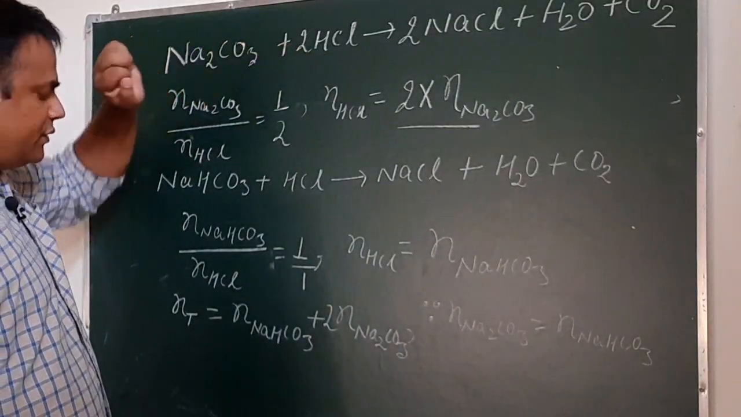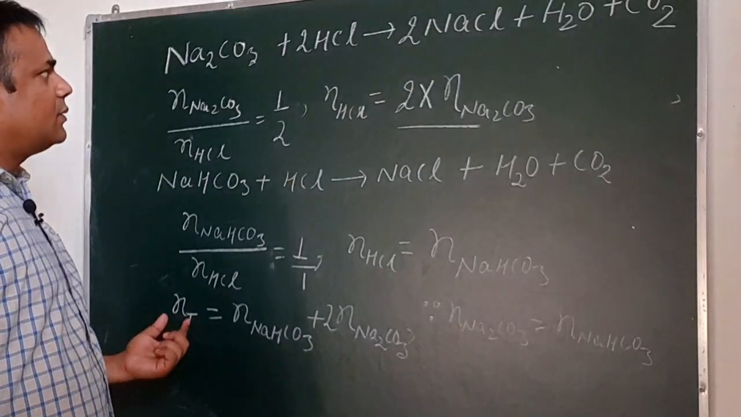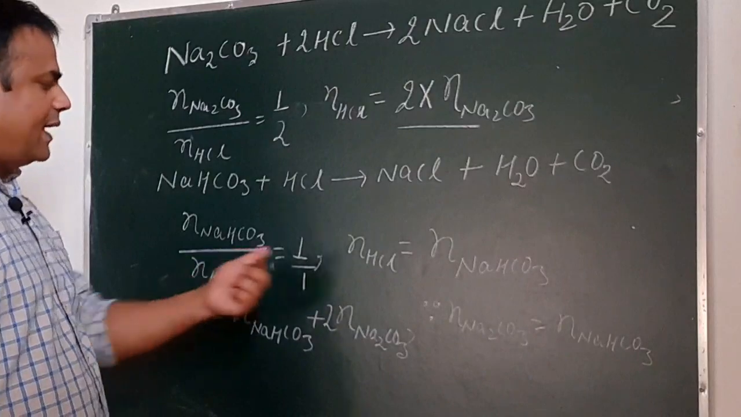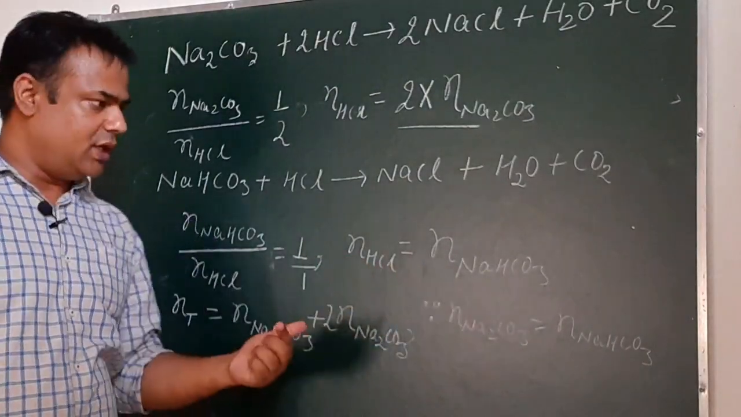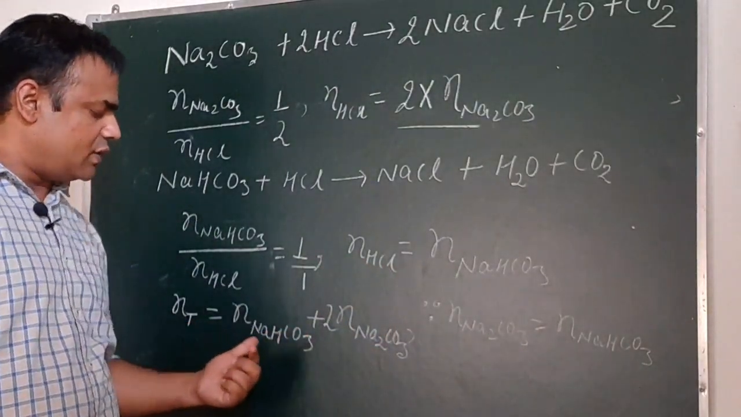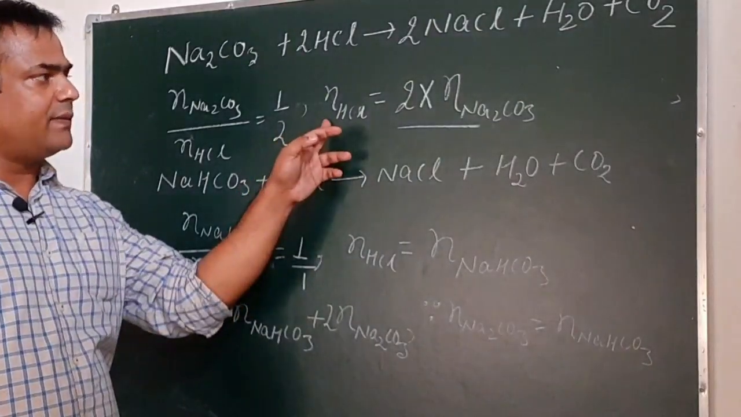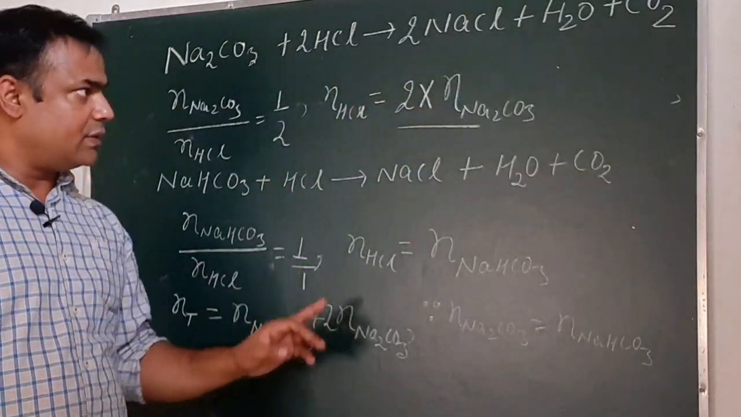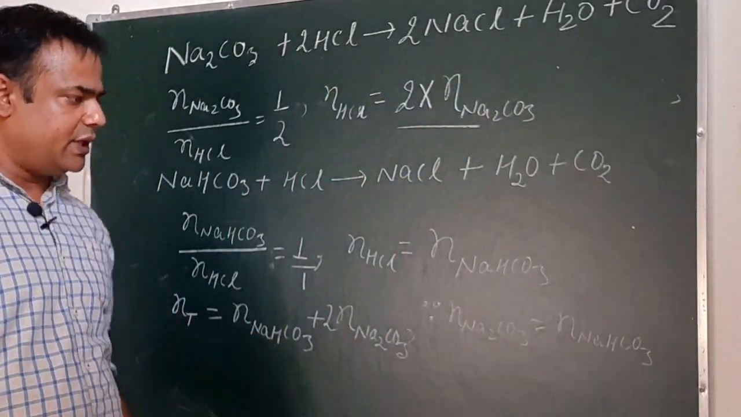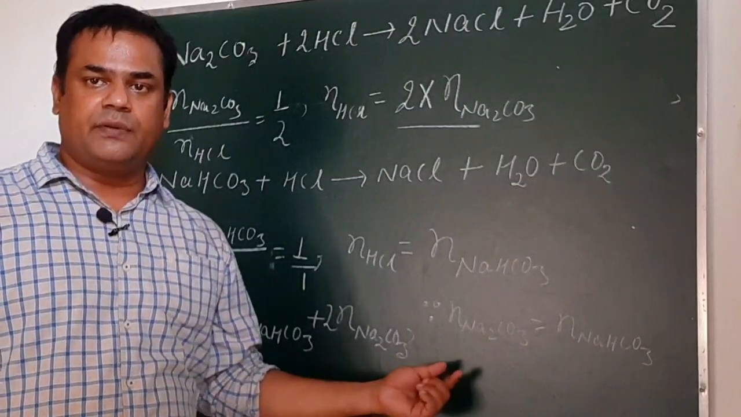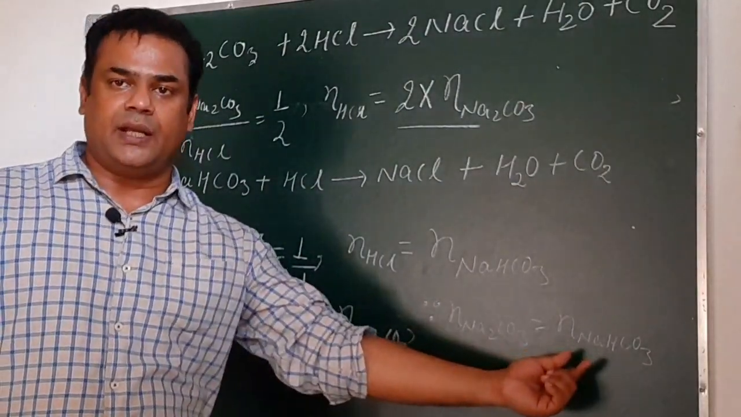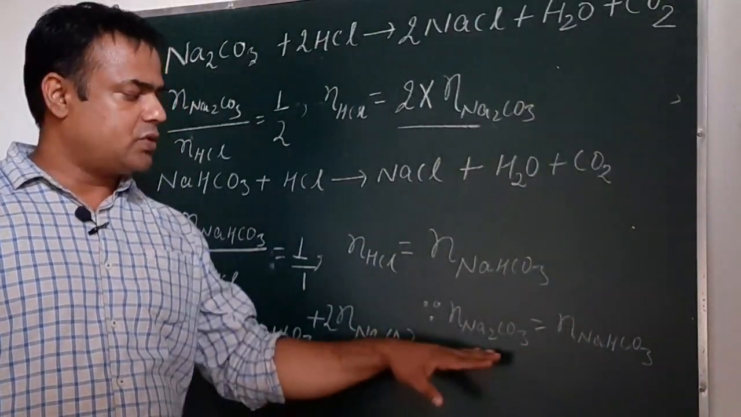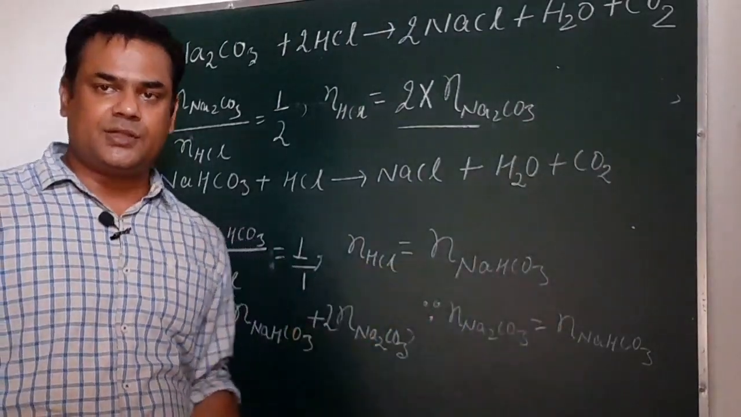If we add both the moles, we can get the total moles. So in case of sodium bicarbonate, the number of moles of HCl and NaHCO3 is equal. So we can write moles of NaHCO3 plus moles of HCl, from this relationship, 2 into moles of sodium carbonate. And in the question it is given that sodium carbonate and bicarbonate are present in equal moles, that is, moles of Na2CO3 is equal to moles of NaHCO3.